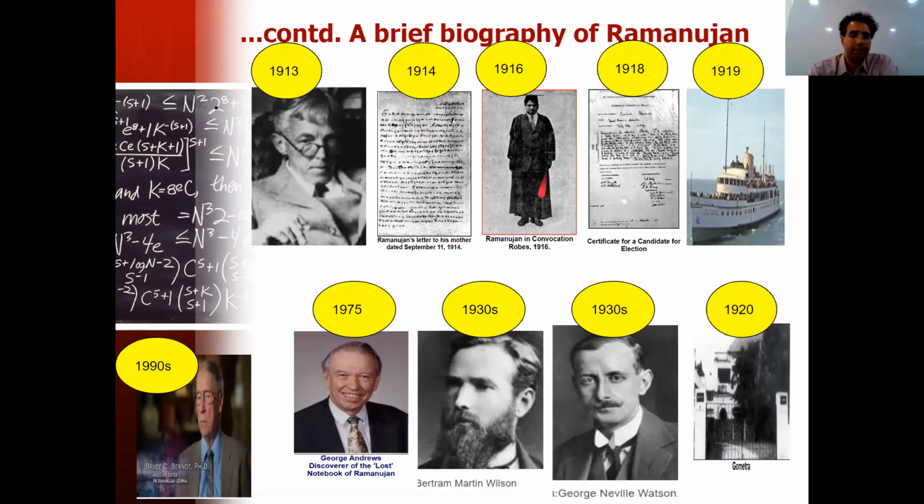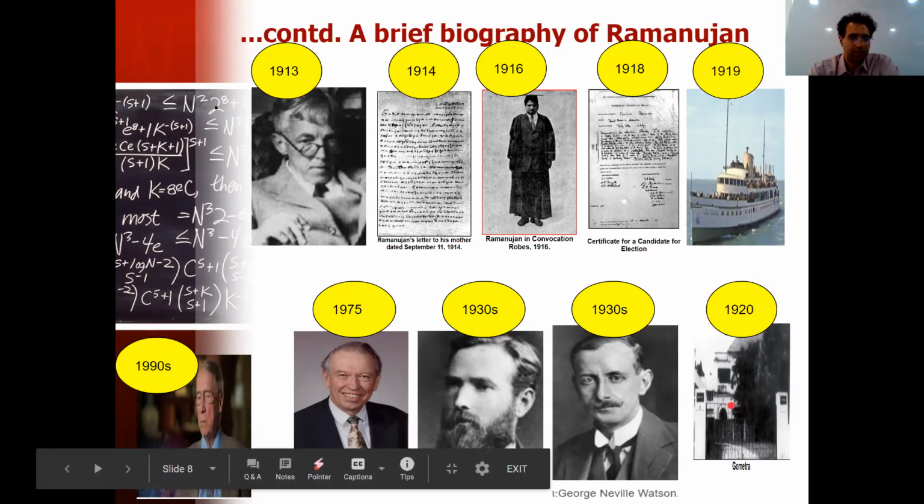And this is in 1916, when Ramanujan was conferred a bachelor's degree in mathematics through research. Then in 1918, he was recommended to be awarded a doctorate. And then in 1919, he sailed back to India. This is the Nevasa ship that he sailed back in.